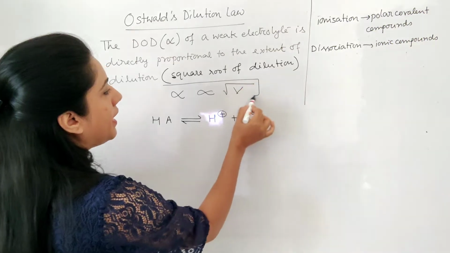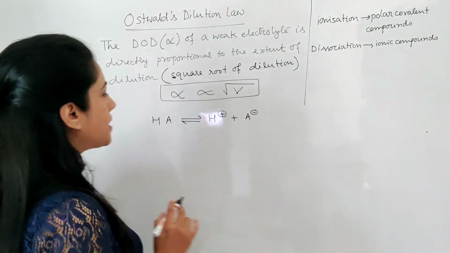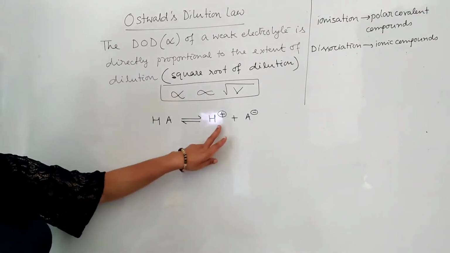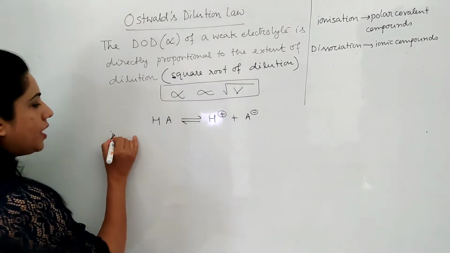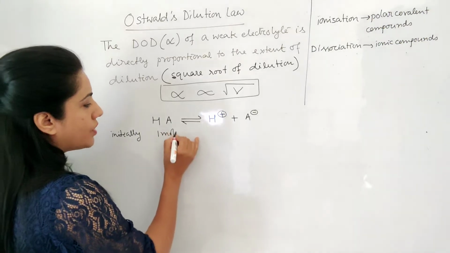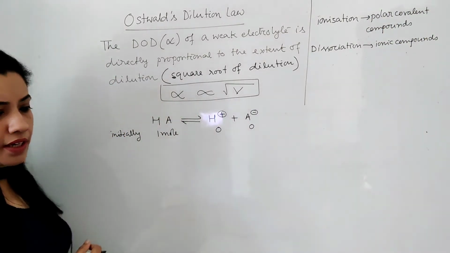This is the mathematical expression for the Ostwald dilution law. Let us prove this. Suppose we have a weak acid HA which is dissociating into H plus and A minus. Now initially we have 1 mole of HA. So this is 0 and this is 0 at the initial condition.